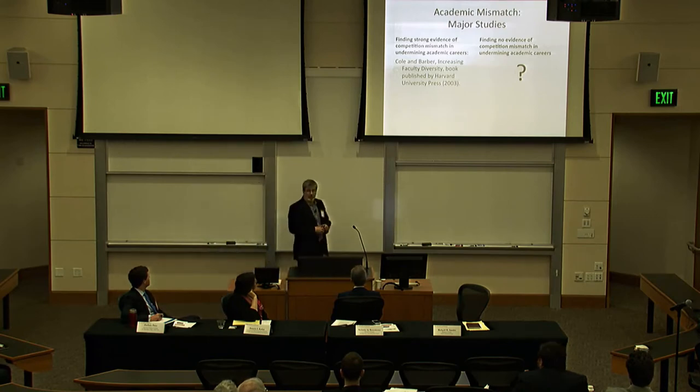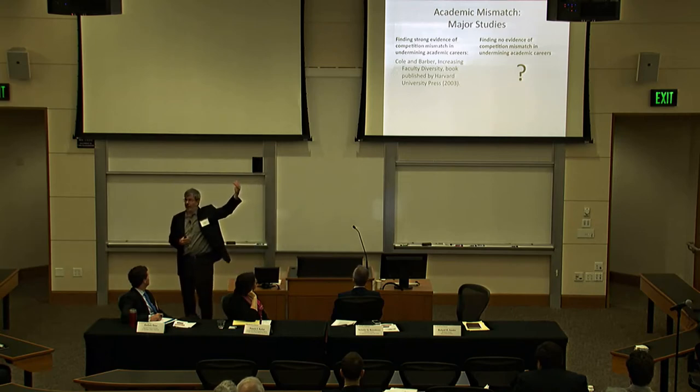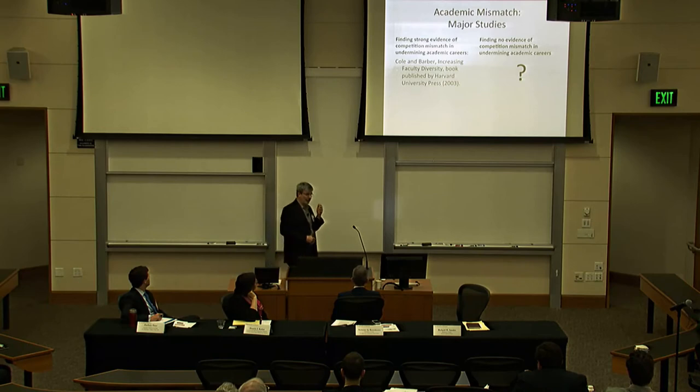And much to the dismay of the sponsors, Colin Barber found that mismatch was a really important causal problem, that students who went to schools where they had a significant mismatch issue were about twice as likely to drop off the academic track as other students. When they published their results, Harvard University Press had committed to publishing it, but the thing just kind of dropped like a rock under the sea. There was no further discussion about the issue.